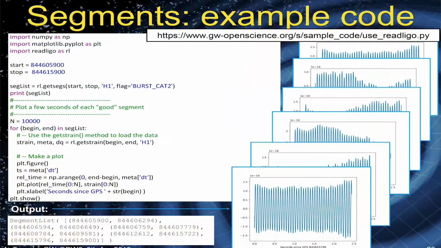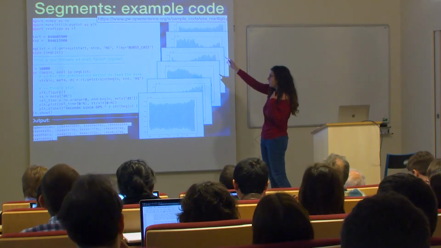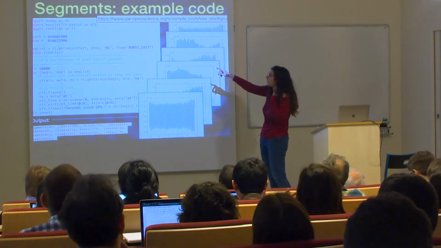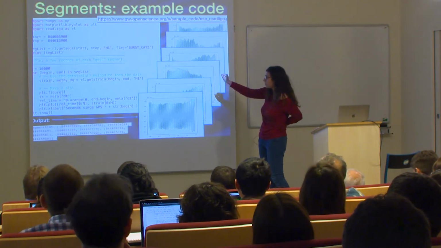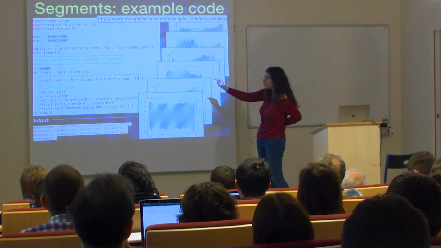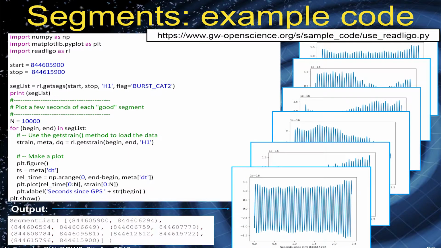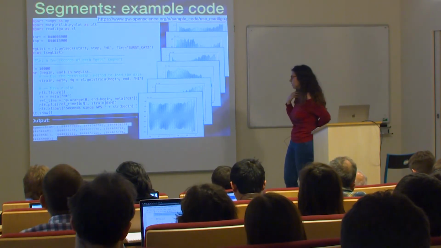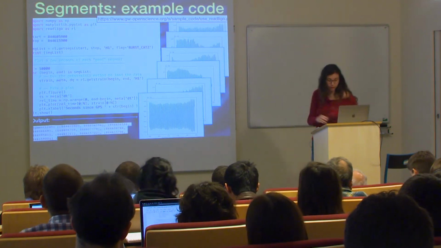There are a lot of examples on the website. This is, for example, a short script that shows you how to get the segments and plot. In this case, I've decided the start and stop. Then I check which are the segments, and I loop on these segments, and again I plot just the first 1,000 entries, and I have a simple plot like this. In the upper part, you see the link where to find this script on the website.